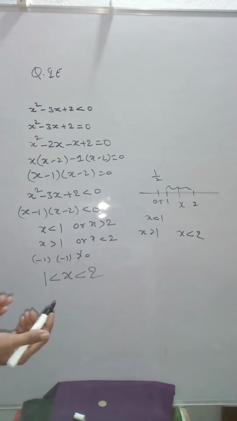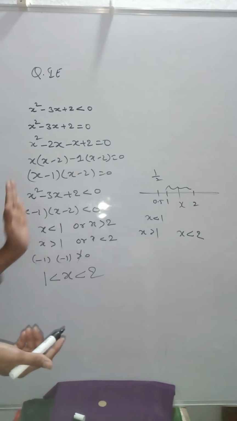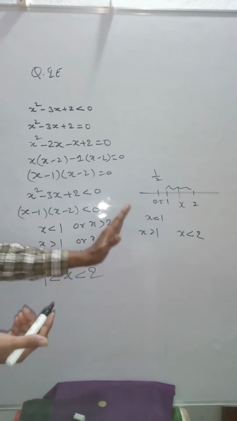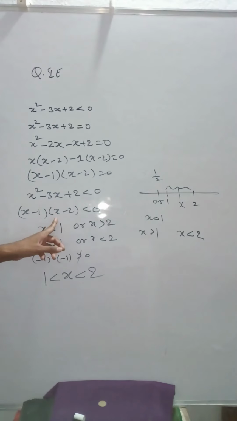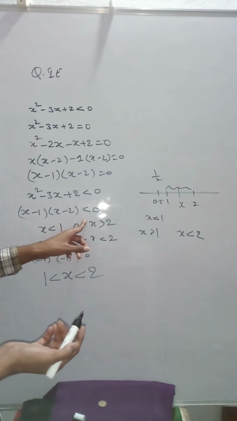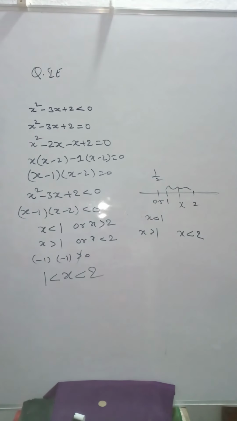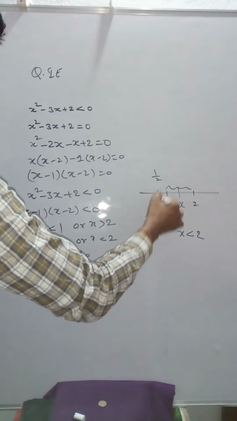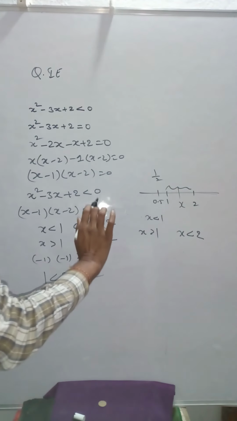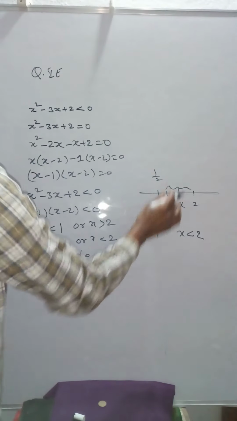Only the in-between values are satisfied. If you go to this side or to that side, the values become positive. If I take greater than 2, what happens? The value becomes positive, and here also it becomes positive. Ultimately this will be positive, this will be positive. Then ultimately it will be greater than 0, which is against the inequation. That's the reason we need to consider the in-between values. That is, x should lie between 1 and 2. So this is the picture you need to understand here.